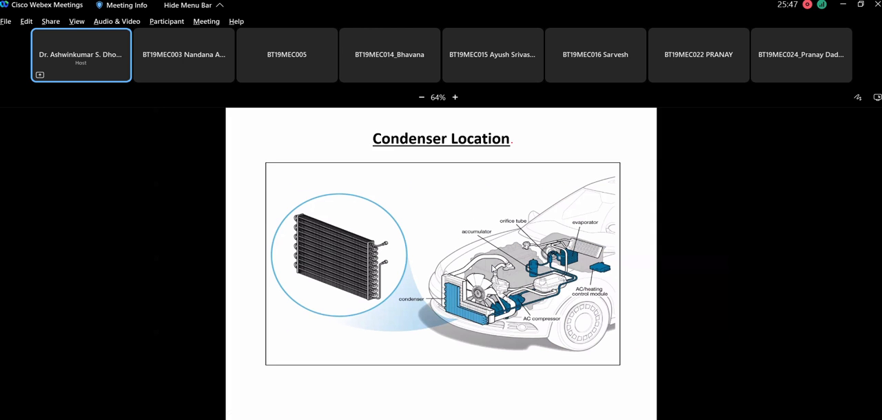Now the condenser location. This is the location of the condenser, which is shown here. See here, the condenser is fitted. Now if you carefully see these lines, the blue lines, they show that on the engine you have the compressor, and this complete flow of the refrigerant in the vehicle is shown.